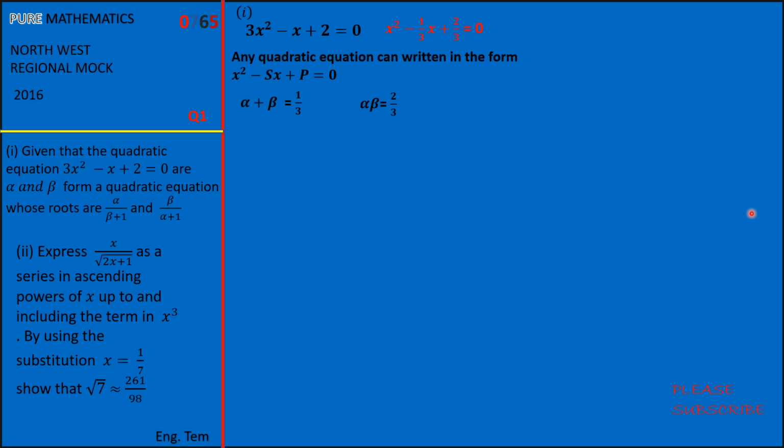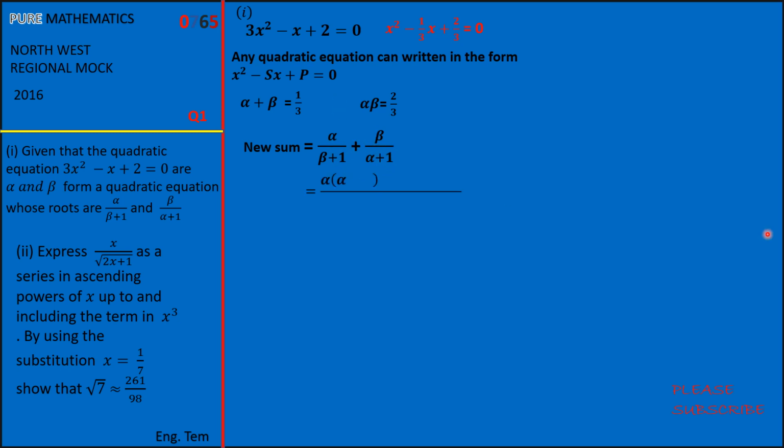Next, from here we have to form a quadratic equation whose roots are these. Now we have to look for the new sum. These are the sum of the old roots, and this is the product of the old roots. So I have to look for the new sum. The new sum will be alpha on beta plus 1 plus beta on alpha plus 1. That's the first root plus the second root.